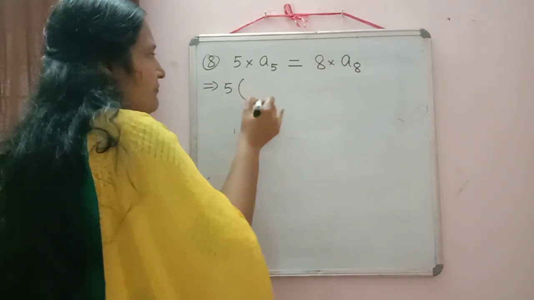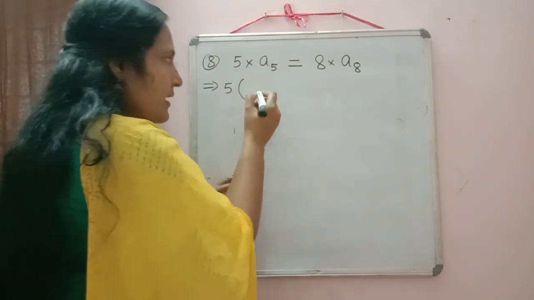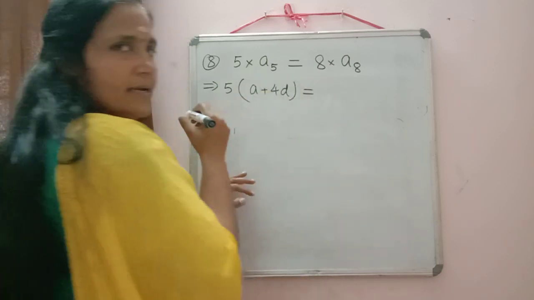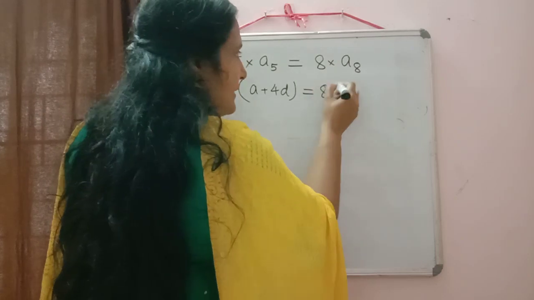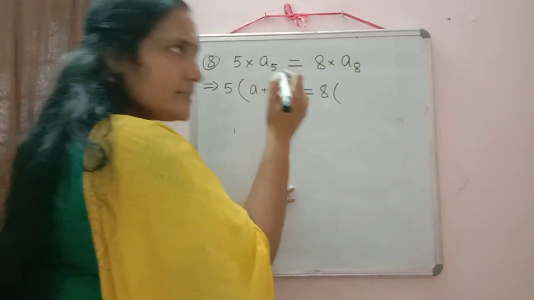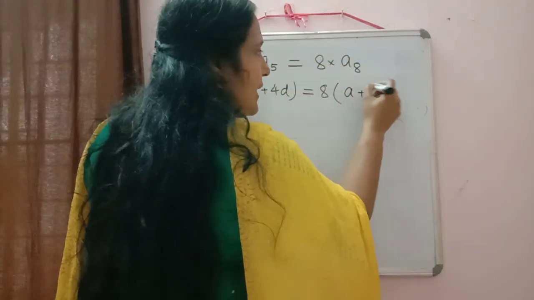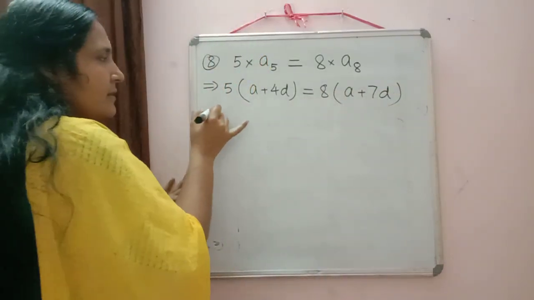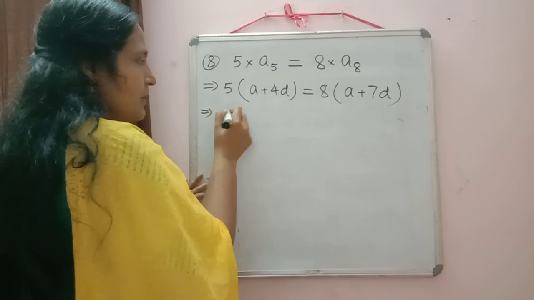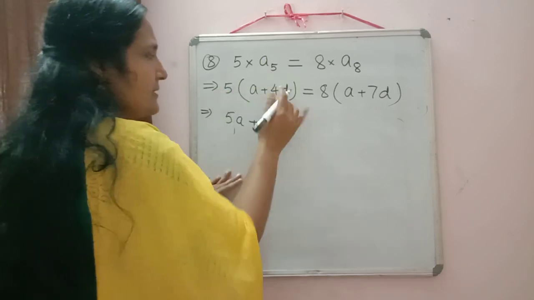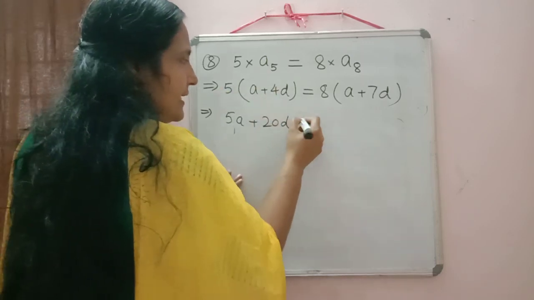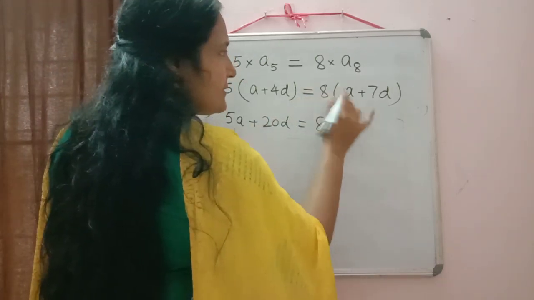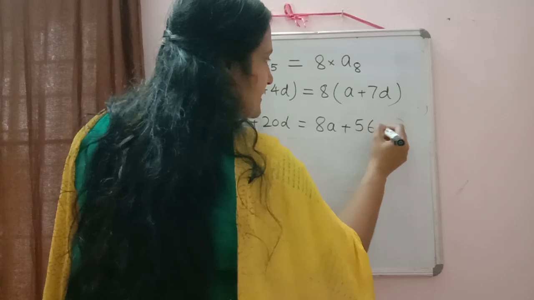5 times the fifth term, A5, what will come? Yes, it will be A plus 4D is equal to 8 into A8, which can be written as, very good, A plus 7D. Multiply here, so it will be 5A plus 5 4s are 20D is equal to 8A plus 8 7s are 56D.